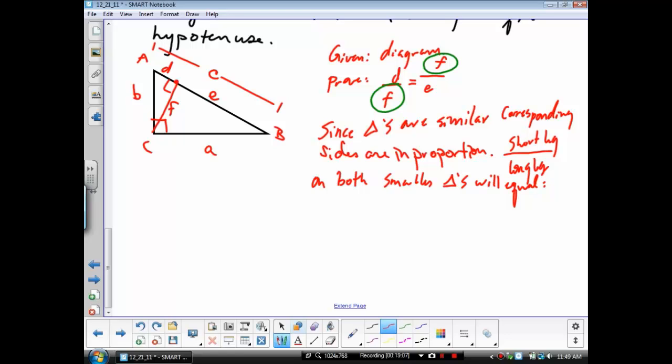and so we have D to F. Let me write it in a different color. D to F as short leg to long leg, F to E. Again, to help you see it better, let me erase this F and try again. But to help you see it better, let me outline this triangle green. D to F is short leg to long leg. Let me outline this triangle red.